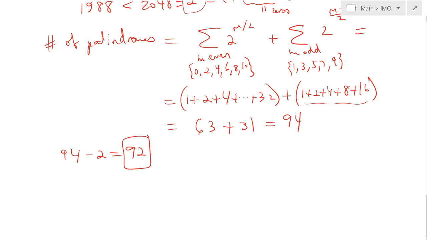So therefore our conclusion is that there exist 92 fixed points which satisfy f of n is equal to n for n less than 1988, and that solves the problem.